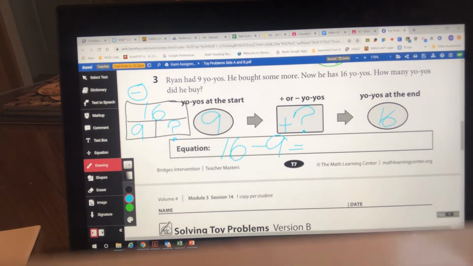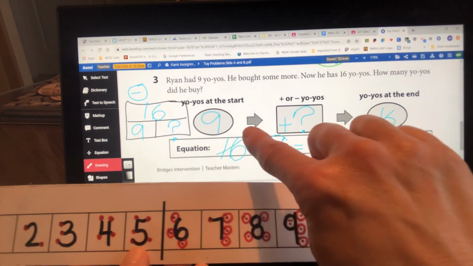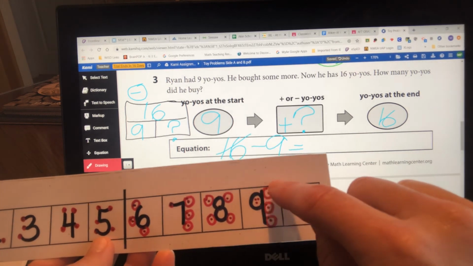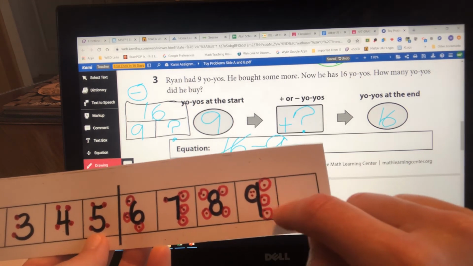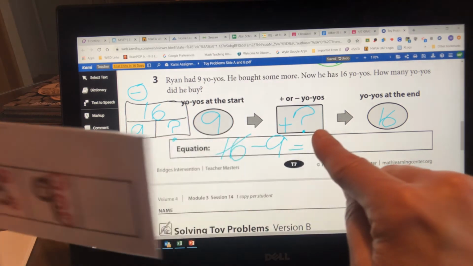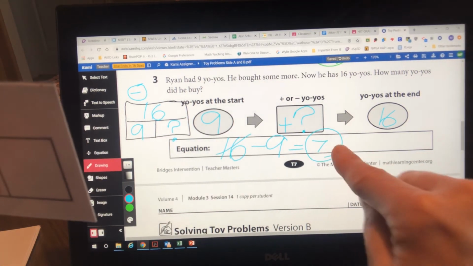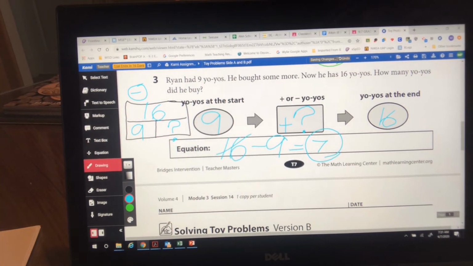All right, let's do this, boys and girls. 16, 15, 14, 13, 12, 11, 10, 9, 8, 7. Means he bought 7.